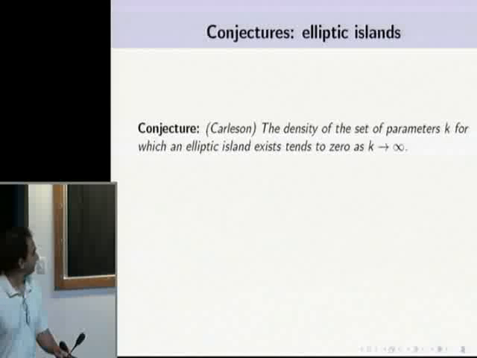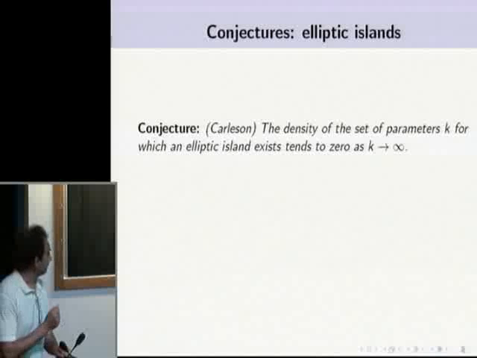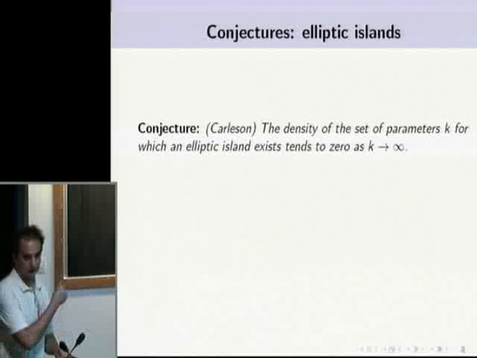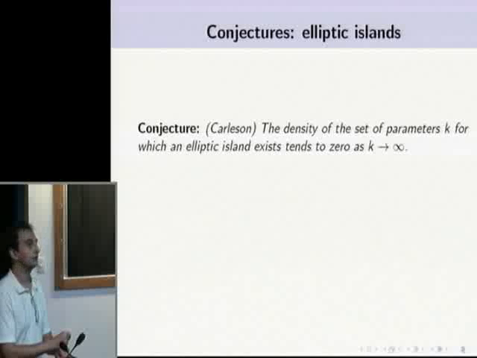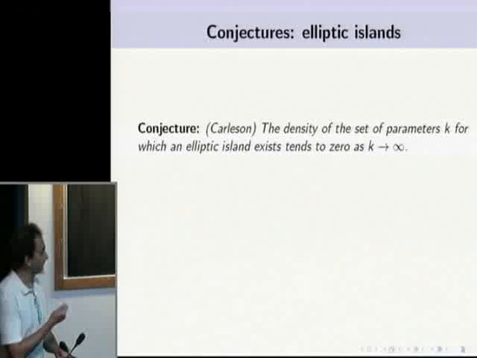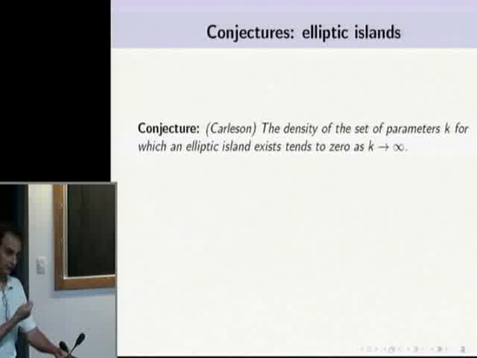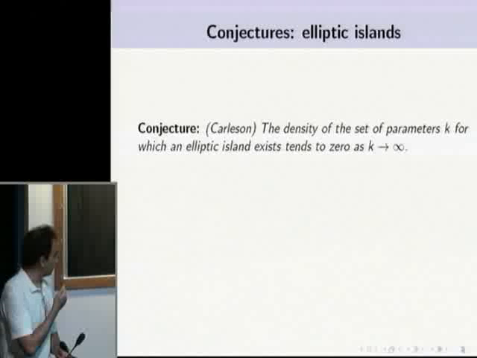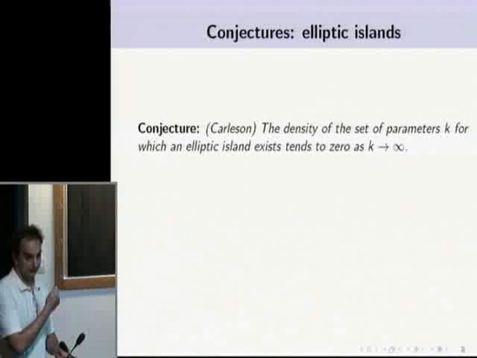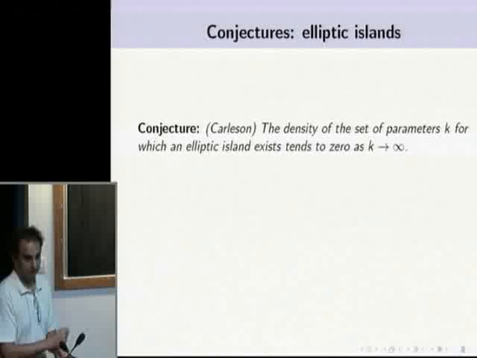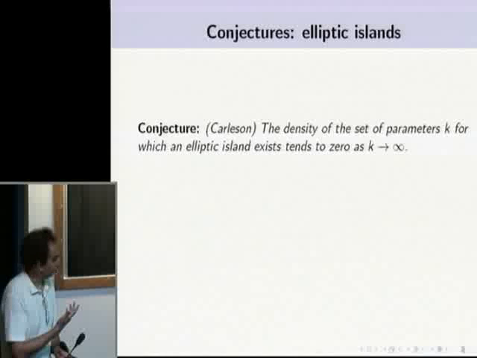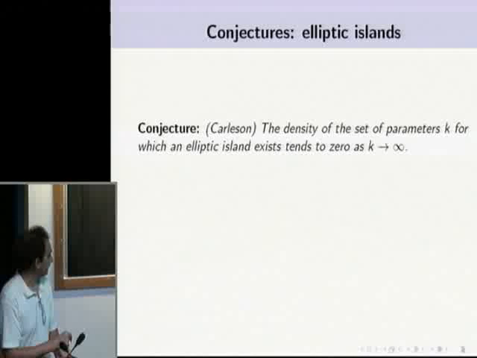Another conjecture. Let's consider the set of parameters for which at least one elliptic island exists. We know that this set of parameters is open, right? And we will see later, it follows from another result by Pedro Duarte, that this set of parameters is actually open and dense in a neighborhood of infinity. But nevertheless, it doesn't claim that the following conjecture doesn't hold.